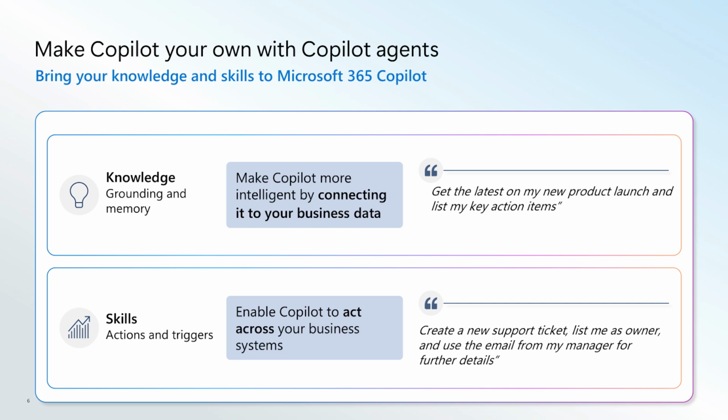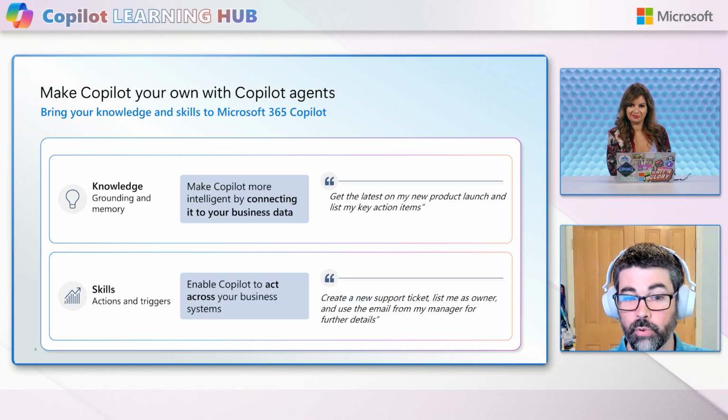Yep. And then you can compare this to skills where, hey, I want to take some kind of action. As you were calling out a little bit earlier, hey, I want to create a ticket somewhere. I want to be able to schedule a flight. Similar kind of things, where I want to take action in that source system. So, hey, create me a support ticket, list me as the owner, and use the email from my manager for further details. So again, we're drawing from multiple systems, taking action inside of them, and being able to support the user in whatever workflow they're trying to achieve there.